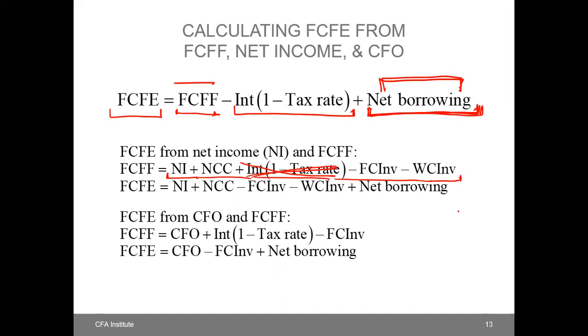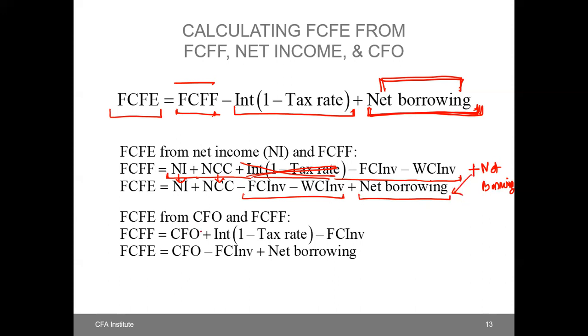And we have to add back the net borrowing. Then it is the free cash flow to the equity rather than the free cash flow to the firm. Now you see, net income is here, non-cash charges is here, and the investment again is here, and net borrowing has come here. It's this part.